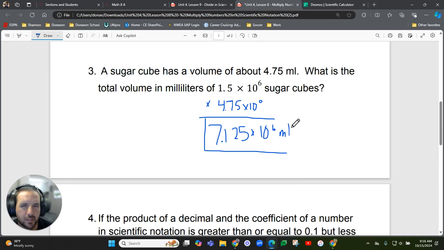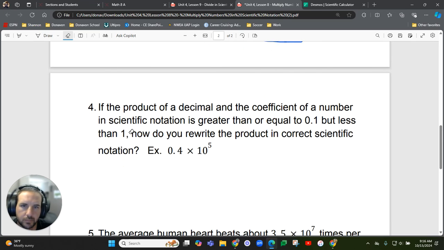in volume. So that's technically milliliters cubed because it's volume. Oh, I guess milliliters are already a volume, so we just leave it as milliliters. Okay.